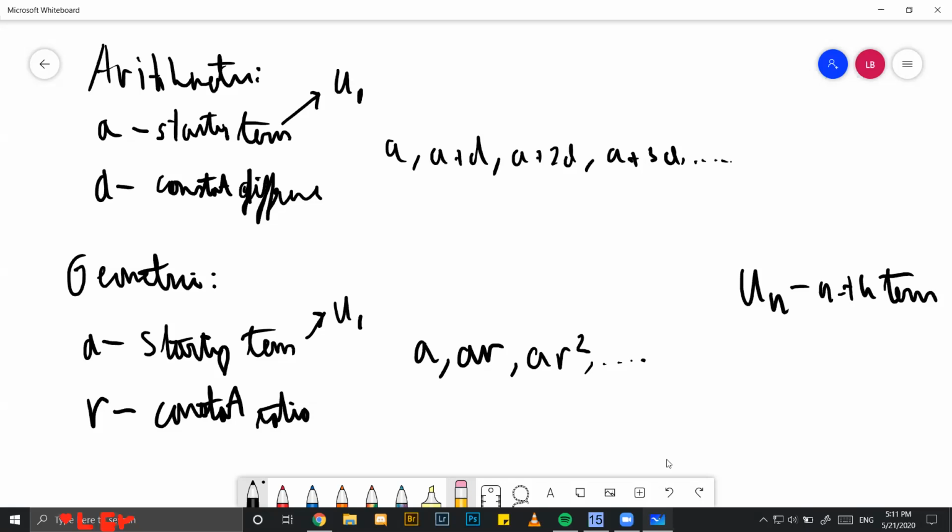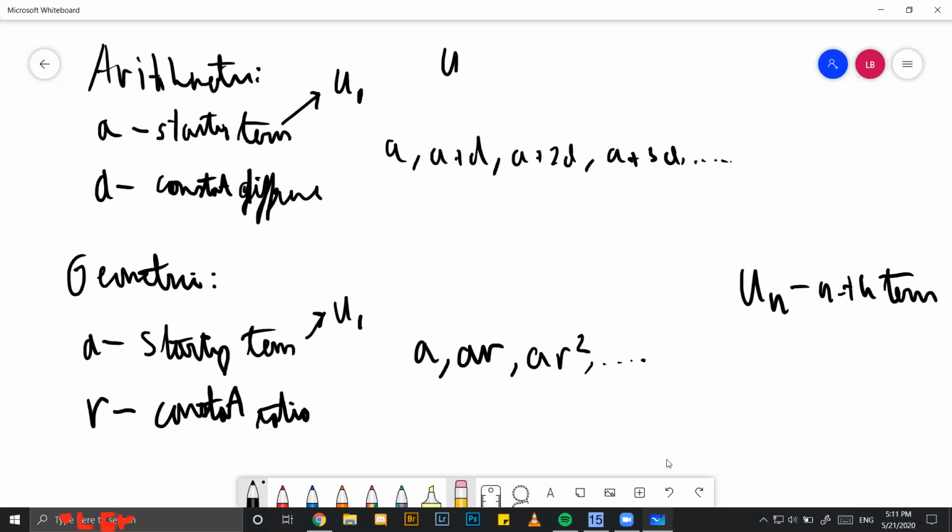Think about a plus d, a plus 2d, a plus 3d, and so on. And in geometric sequences, think about ar squared, and so on. Now, another important thing to look at really quickly is trying to understand what the nth term of both of these sequences is. For the arithmetic sequence, the nth term is the term where you plug in a value for n, and you will get back what the nth term is.